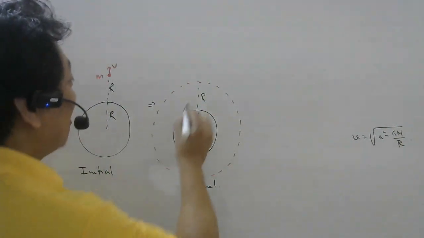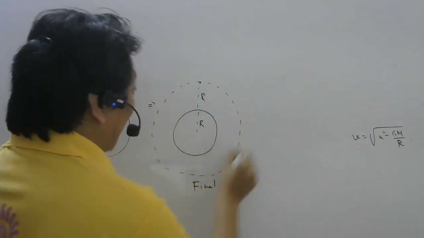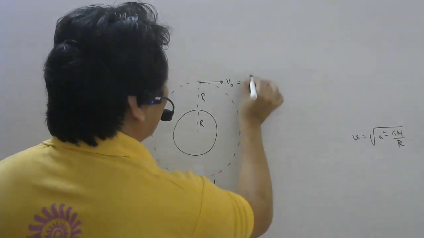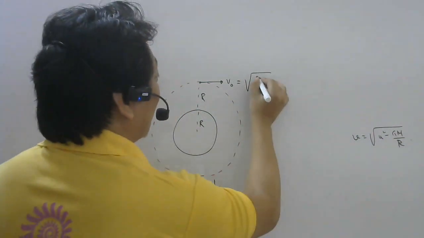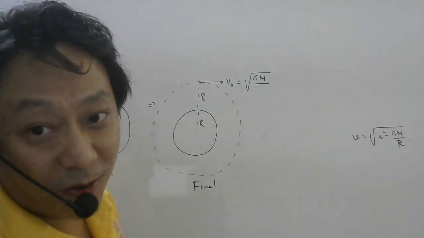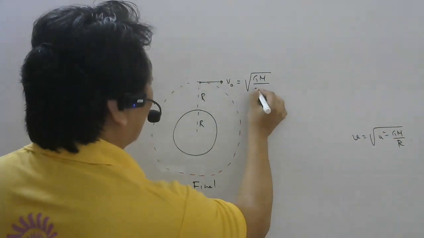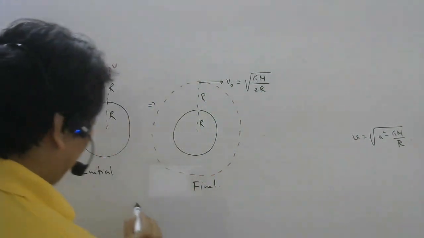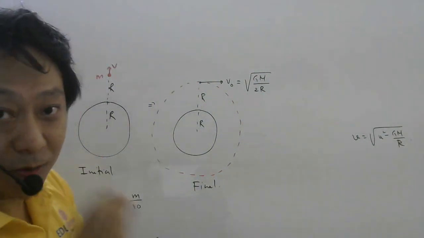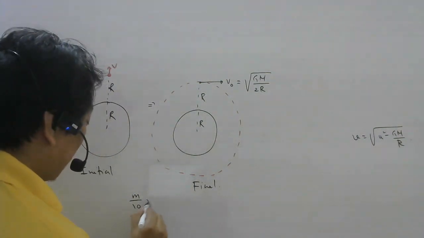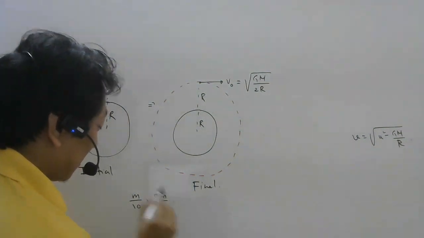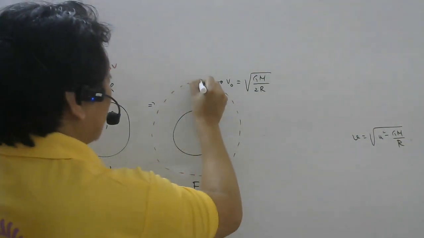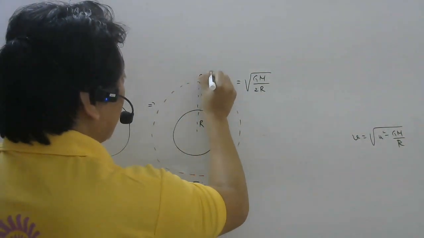Now, if it moves in a circular orbit at this height, then its orbital velocity will be how much? Root over, what was the formula we derived? GM by radius of the orbit. What is the radius of the orbit? 2R. Now what is the mass of this satellite now? Remember, m by 10 was the mass of the rocket. So that has been ejected. So remaining mass will be what? 9m by 10. Isn't it? M minus m by 10, 9m by 10. So this satellite's mass is now 9m by 10.